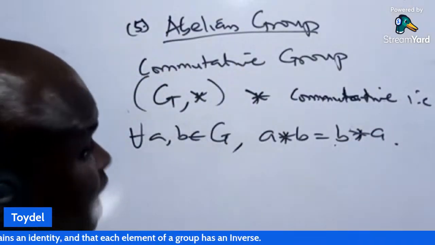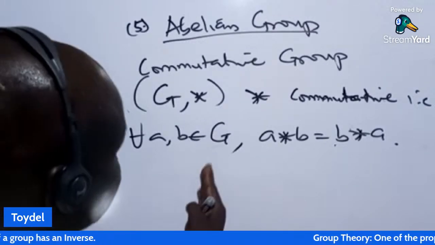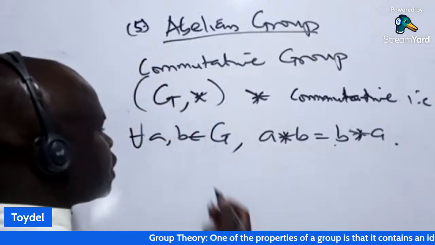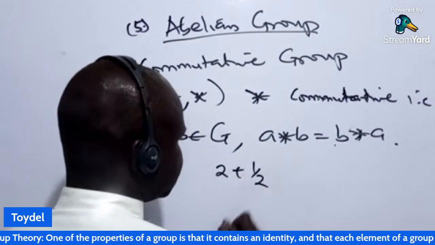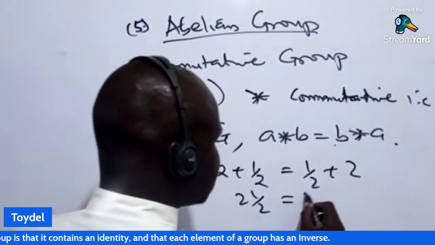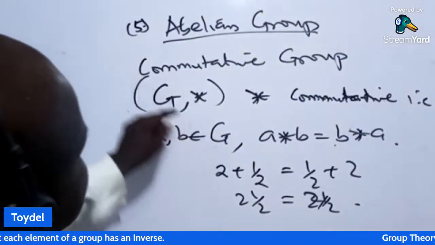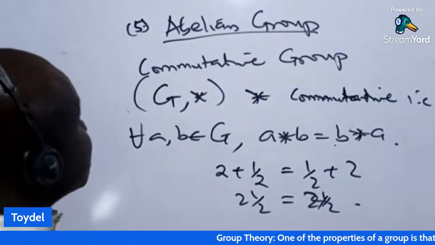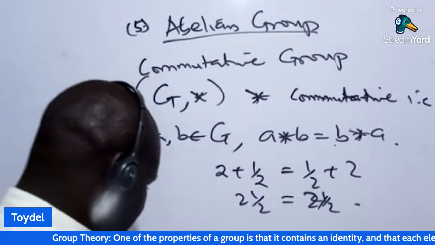Just like the example I gave the other time, when we pick 2 elements in that group, say 2 plus, let's say, half: is 2 and a half the same thing as half plus 2? Yes, this is 2 and a half, and this is also 2 and a half. That simply means that this G asterisk is an abelian group. Abelian group simply means you check for the 4 properties of a group, now add the commutative property to it, then you get an abelian group.